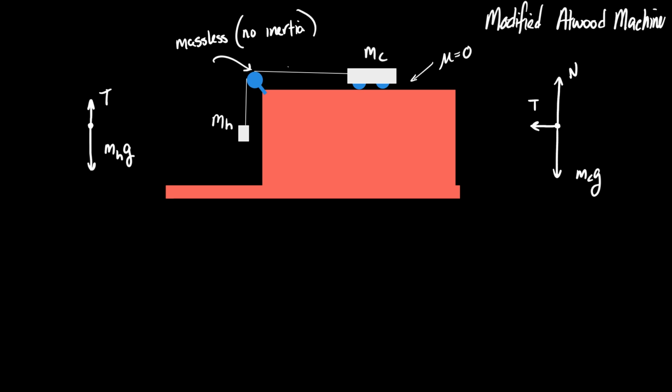Now, here's the thing. The tension isn't created just because of the mass that's hung. It's created because of both objects. Both objects contribute to the tension. You won't believe that the first time we deal with this, but you should believe it when you get the numbers back.